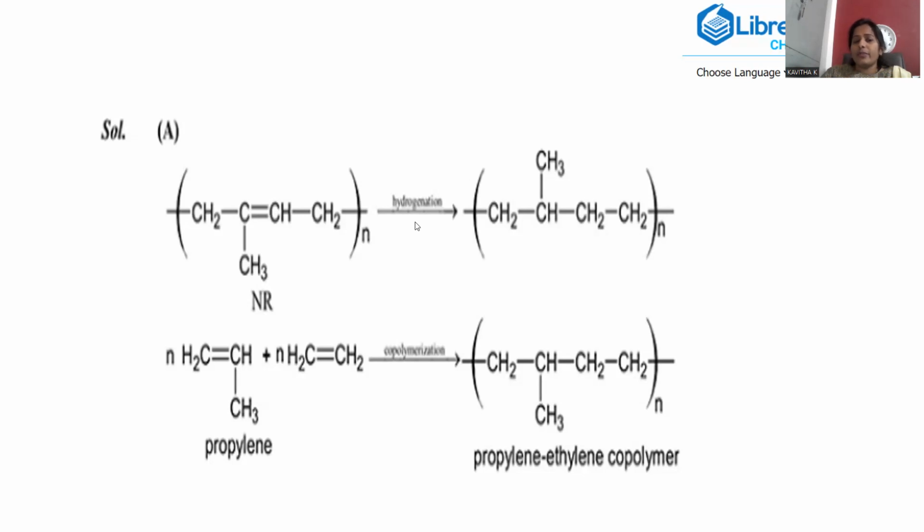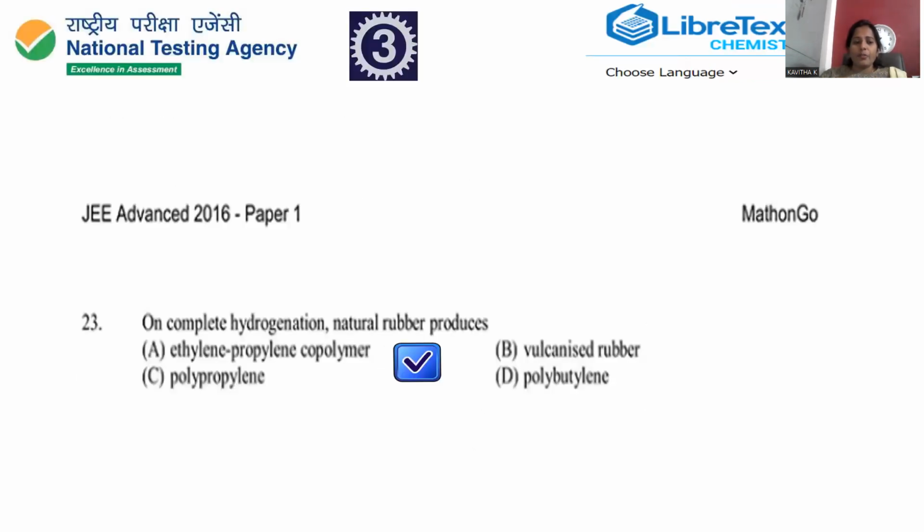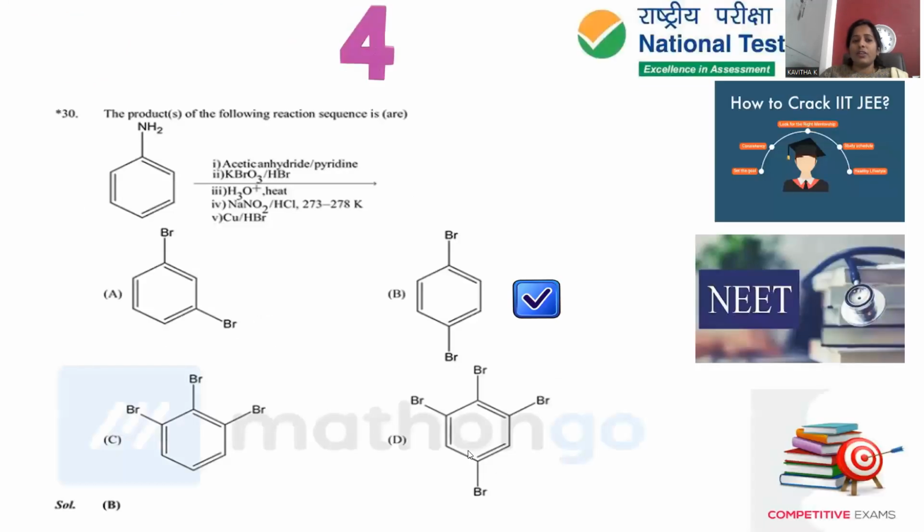For natural rubber, first of all we go with the hydrogenation process. Wherever a double bond is there, we add hydrogen, so that it is converted into a saturated one. The further generation of this is possible by taking two different components: one is propylene, and the other is ethene. In order to get this product, we can take these starting materials. So the ethylene propylene copolymer is available at option A. Option A is the correct answer for question number 3. Complete hydrogenation of natural rubber produces ethylene propylene copolymer, right? This is the way question number 3 is answered. Move on to question number 4.